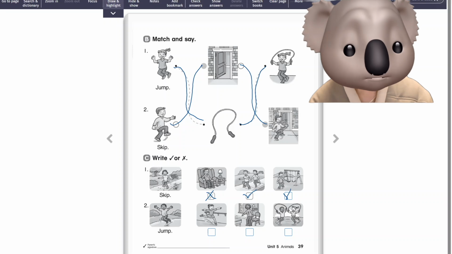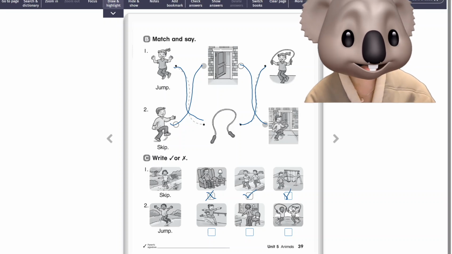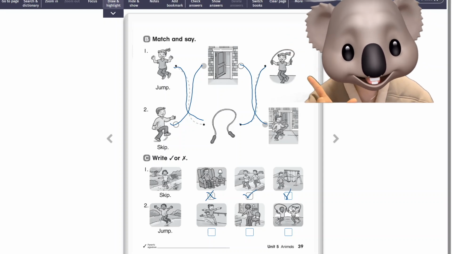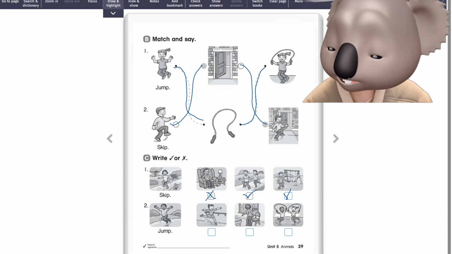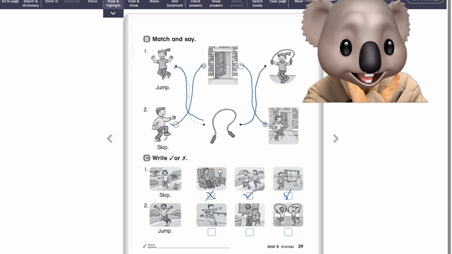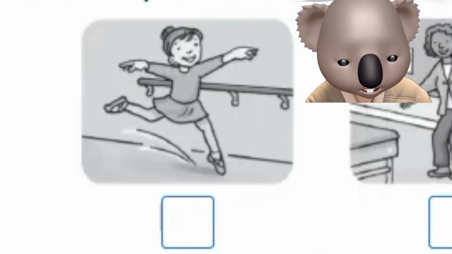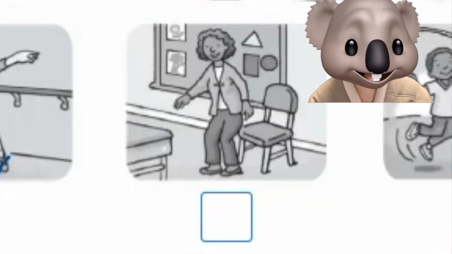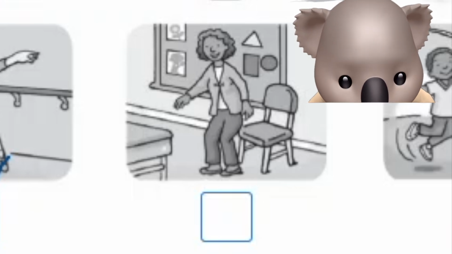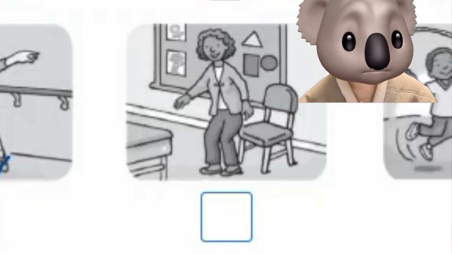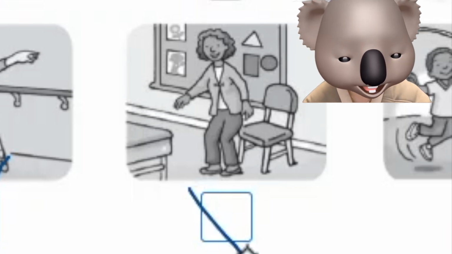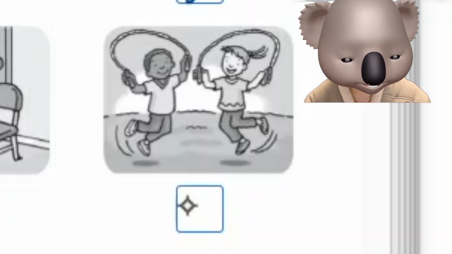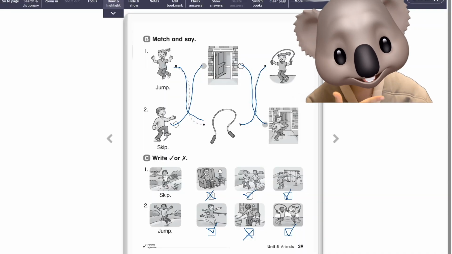In number 2, we need to find all the pictures of boing, jump. If we see a picture of jump, we need to draw a check. Jump 사진 아니면, if it's not a picture of jump, we need to draw an X. In our first picture, what is she doing? Good, she is jumping. In the second picture, the teacher is standing up. 점프는 아니니까 X. In our last picture, they're using a jump rope. So we'll draw a check. Check your answers and we'll go to the next page.